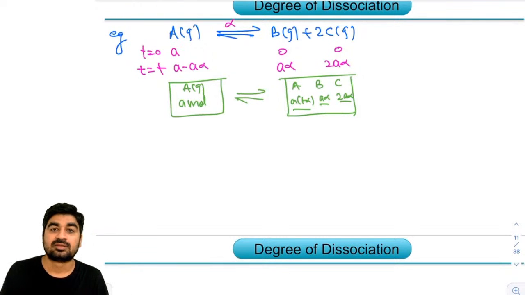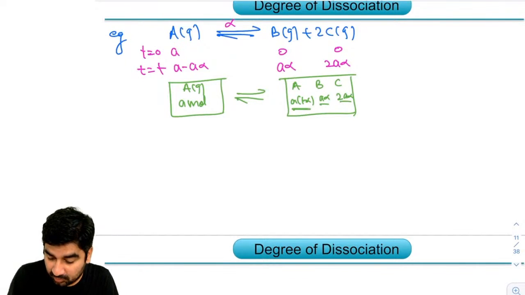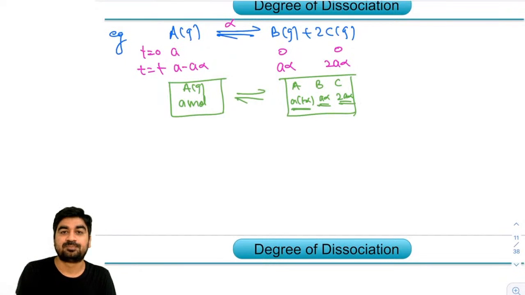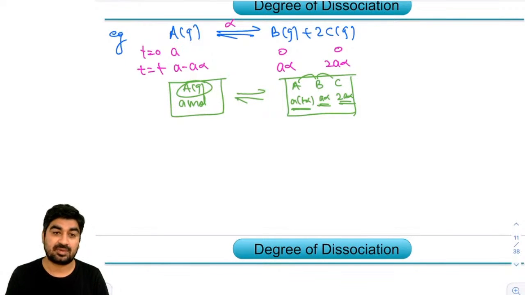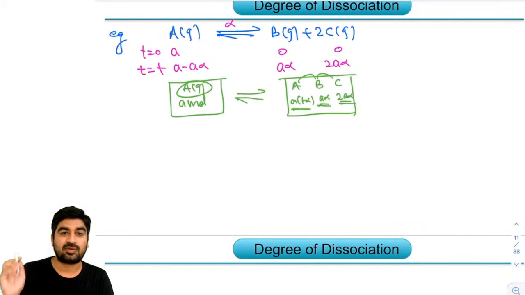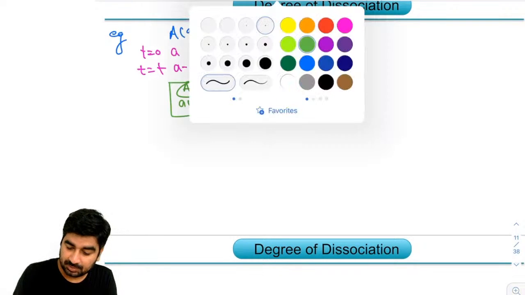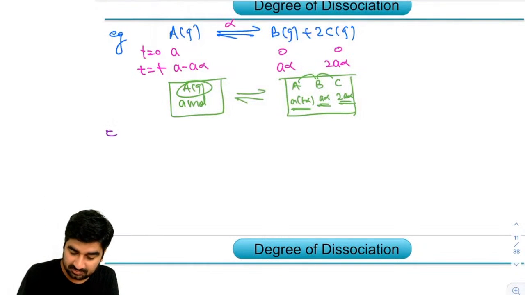Got it? So why I'm telling you this is A alpha, 2A alpha. Initially there was only one gas. Now there is a mixture of gas. And if there is a mixture of gas, in that case you can determine the average molar mass of mixture or you can determine the vapor density. That is important. I will discuss that as well. Don't worry. But before that, let's do some practice.